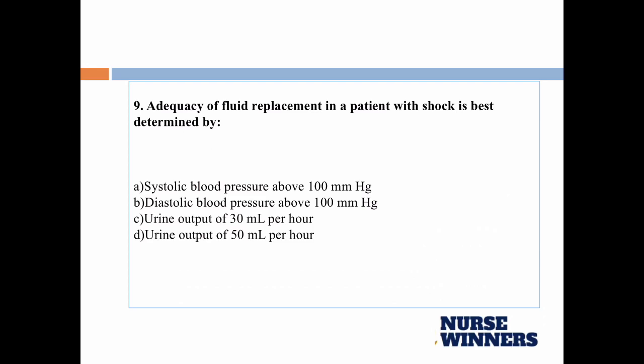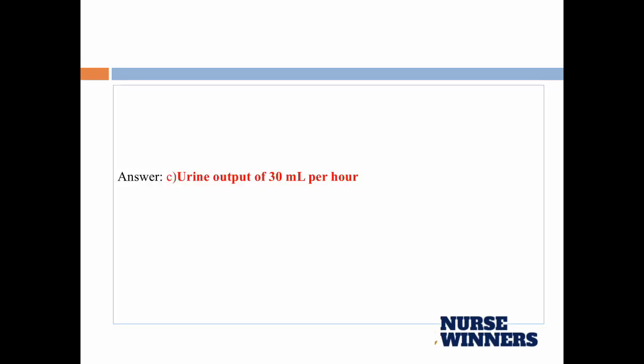Ninth question. Adequacy of fluid replacement in a patient with shock is best determined by: A. Systolic pressure above 100 mm of Hg. B. Diastolic pressure above 100 mm of Hg. C. Urine output of 30 ml per hour. D. Urine output of 50 ml per hour. The right answer is option C, urine output of 30 ml per hour.